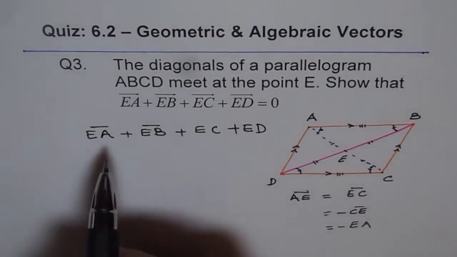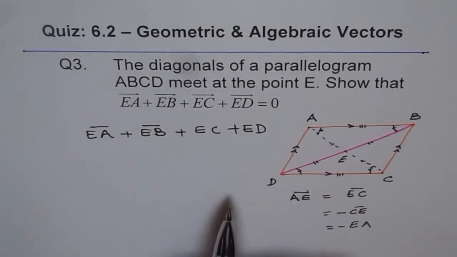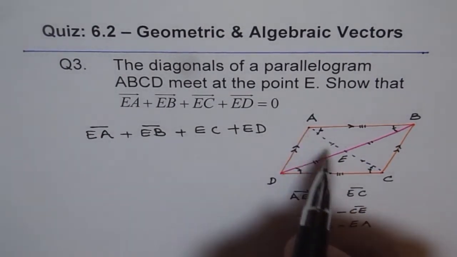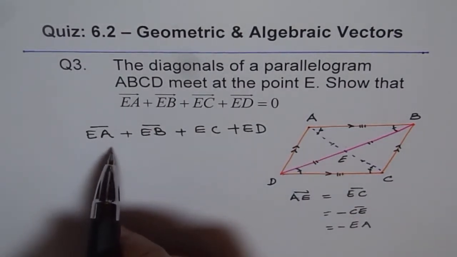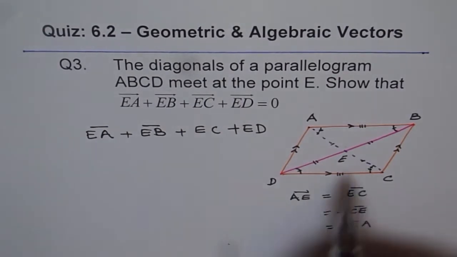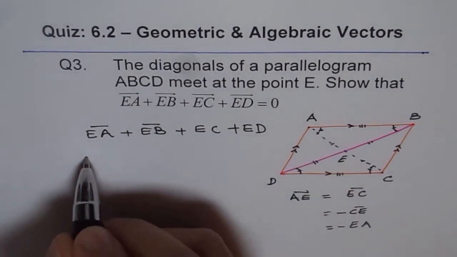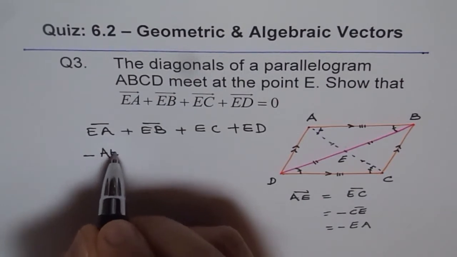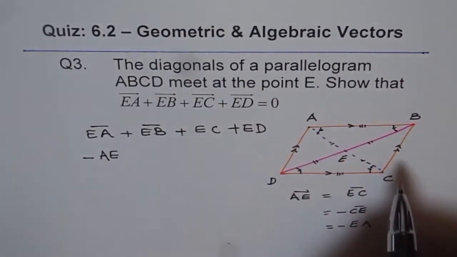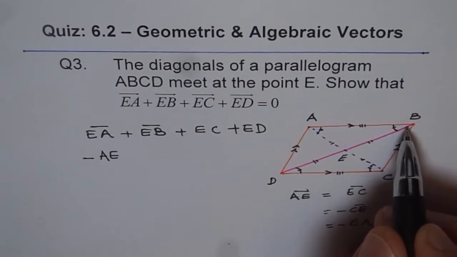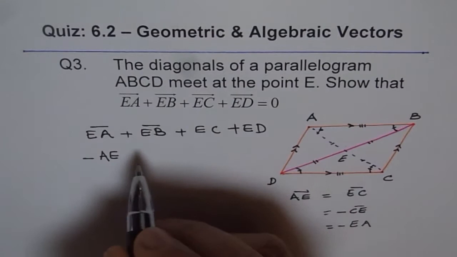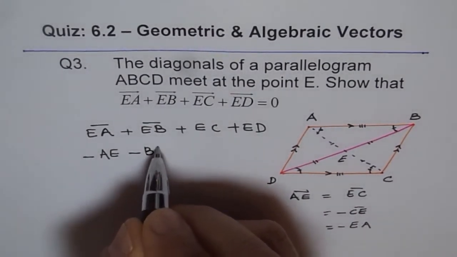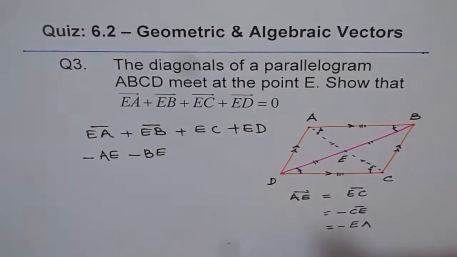Now EA can be written as minus AE. Is that okay? EA could be written as minus AE, right? So minus of AE. Now EB could be written as minus of BE, right? I'm just flipping this, saying that they are equal, right?